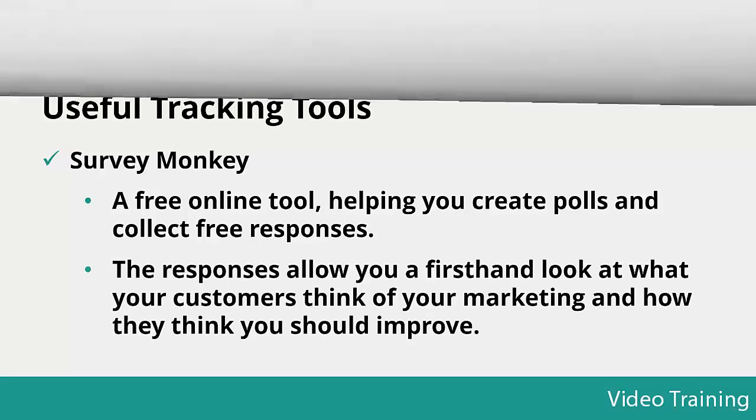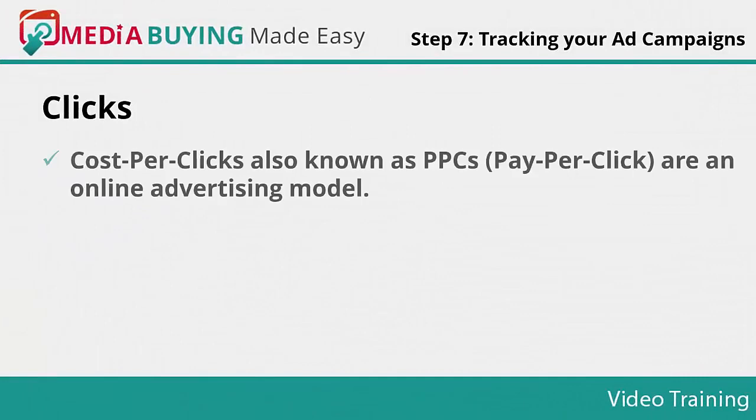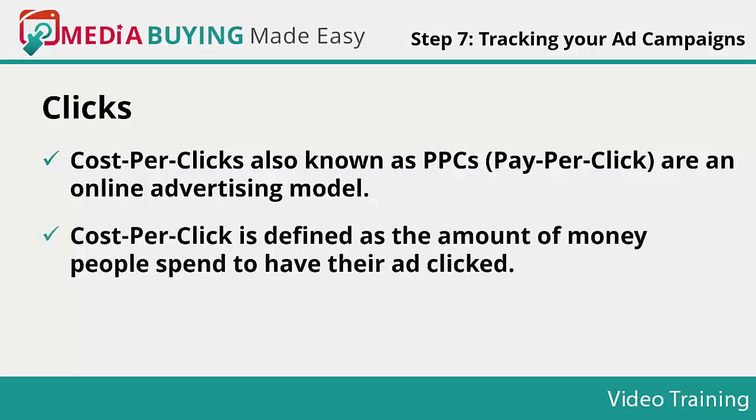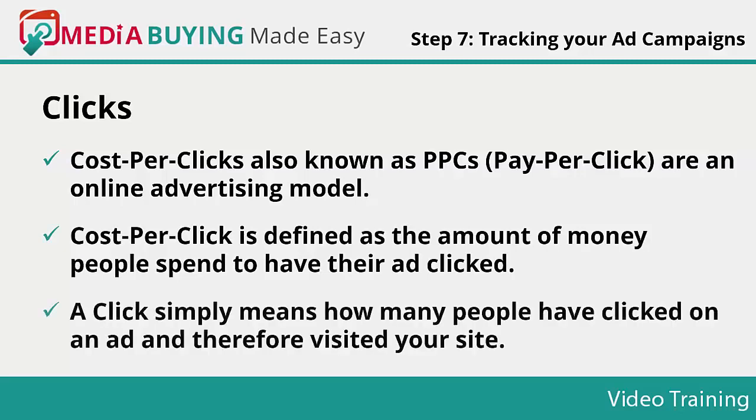Clicks. Cost per clicks, also known as PPC, pay-per-click, are an online advertising model that people use to direct traffic to their websites. The advertiser needs to make payments of a certain amount to the website owner where their ad is displayed, every time the ad is clicked. Cost per click is defined as the amount of money people spend to have their ad clicked. A click simply means how many people have clicked on an ad and therefore visited your site.